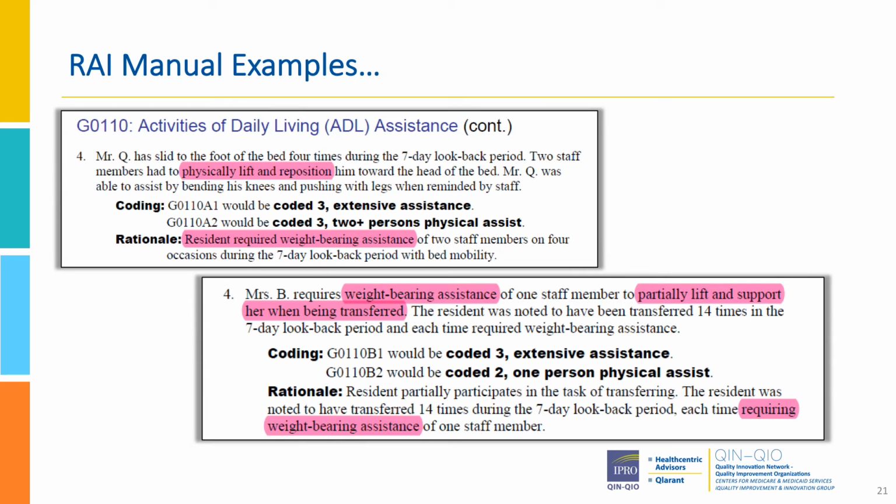This slide shows two examples from the RAI Manual related to ADL coding. Both coded extensive assistance. One with the assistance of 2 staff, the other with 1. Again, extensive assistance involves weight-bearing assistance, and the self-performance coding has nothing to do with how many staff assist. Weight-bearing assistance is the only variable determining extensive assistance.